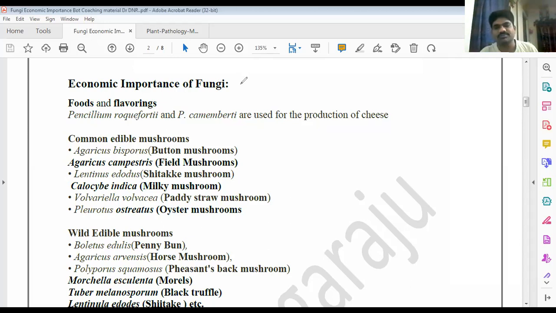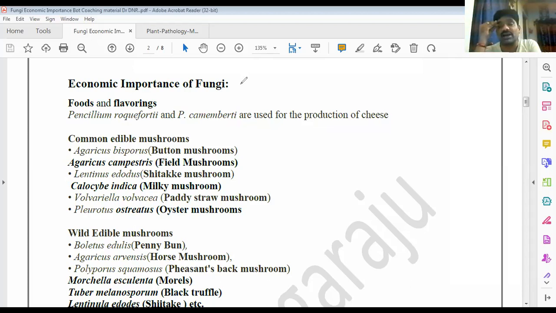And then we all know very well, so many important fungi are there, especially macro fungi. You know the button mushroom. In the economic importance point of view, the first one is food. In the food source point of view, what is important? What are the fungi which we eat?